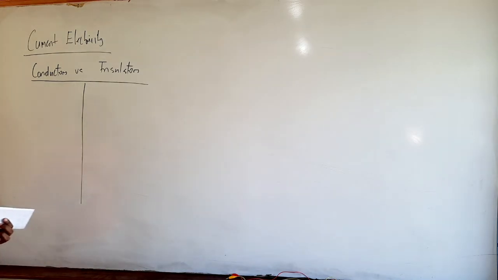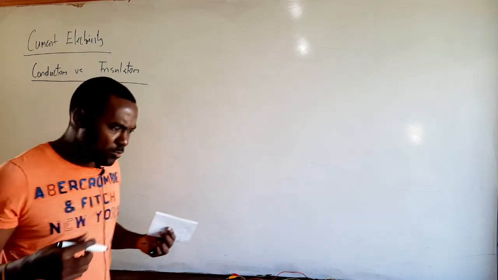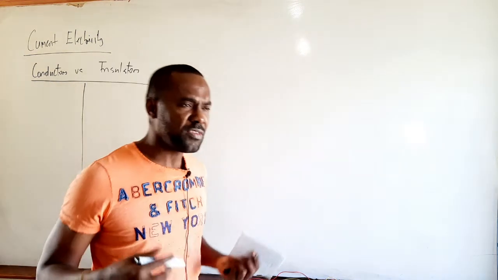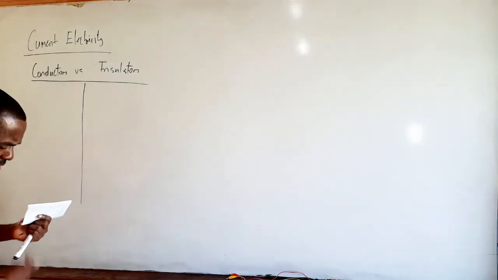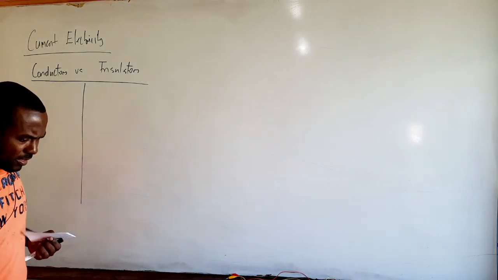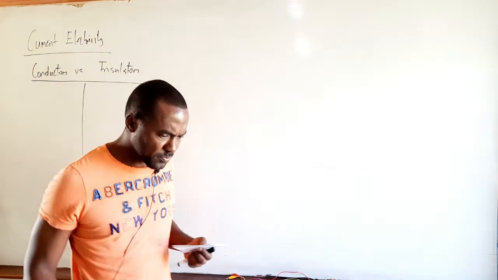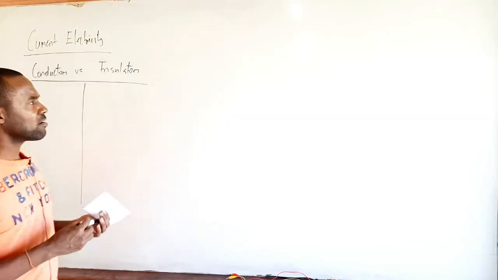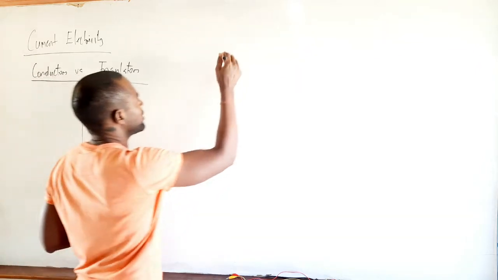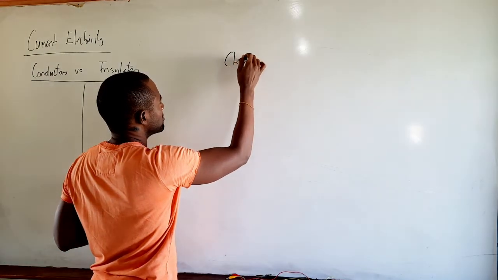So when we speak about conductors, of course we're going to be talking about conductors and insulators. We're basically going to be comparing the relative ease with which an electric current will flow through each of these materials. Now, before we go deeper into conductors and insulators, let's talk a little bit about charge.